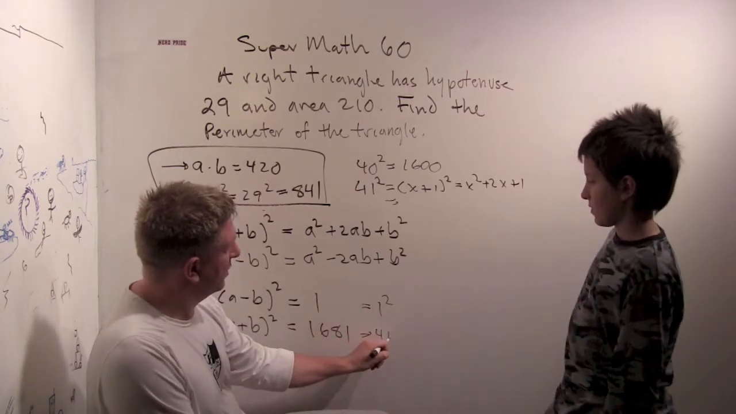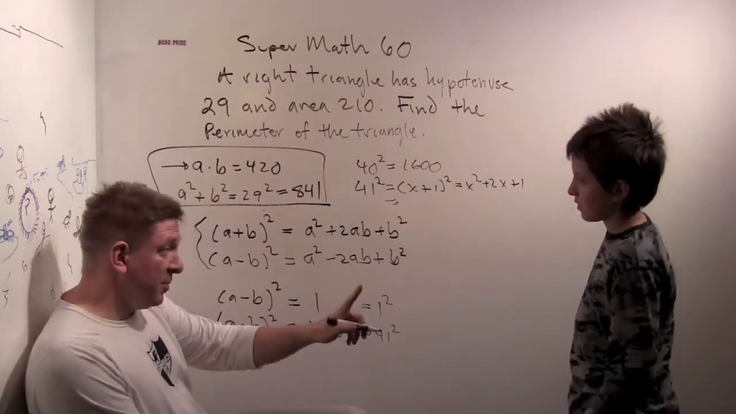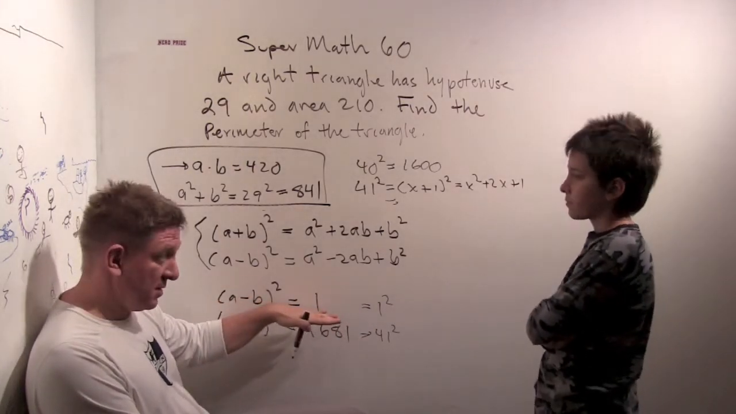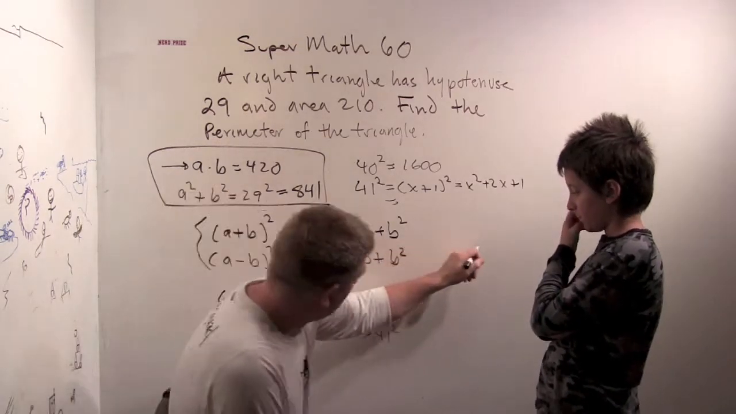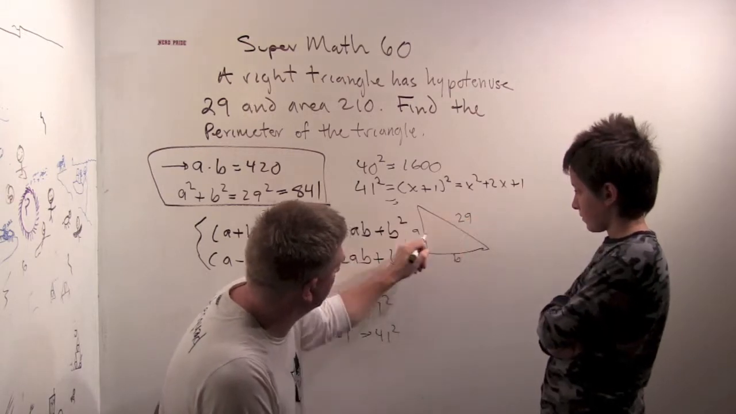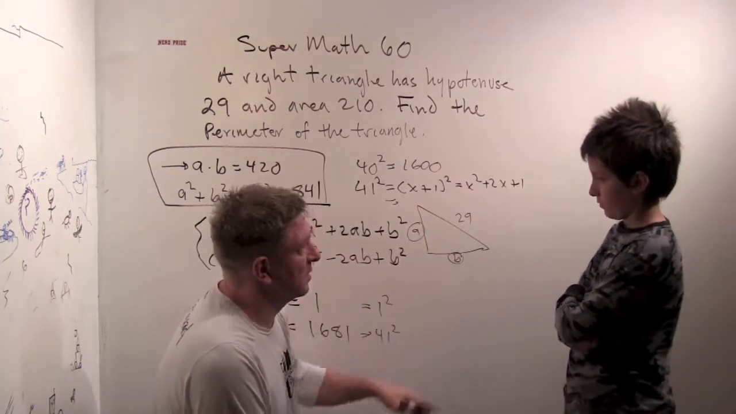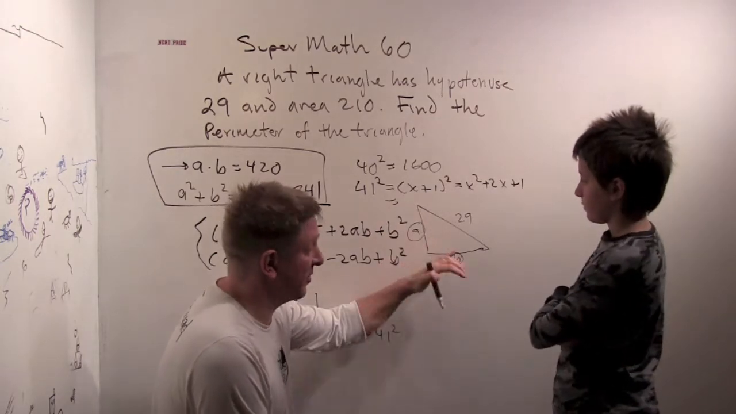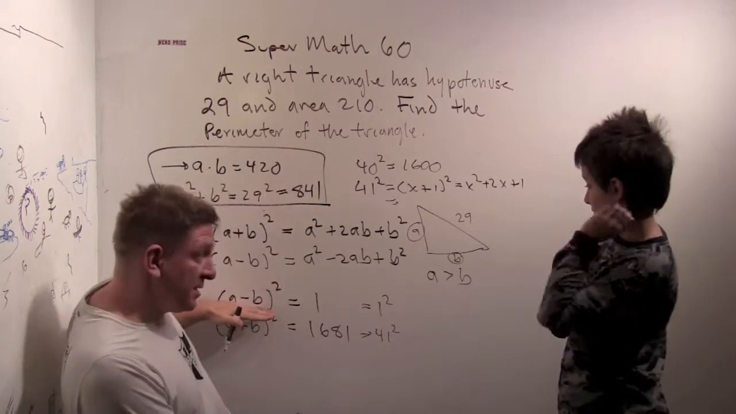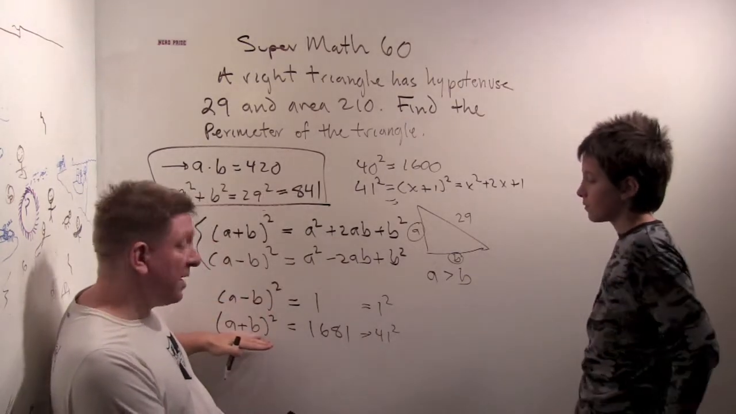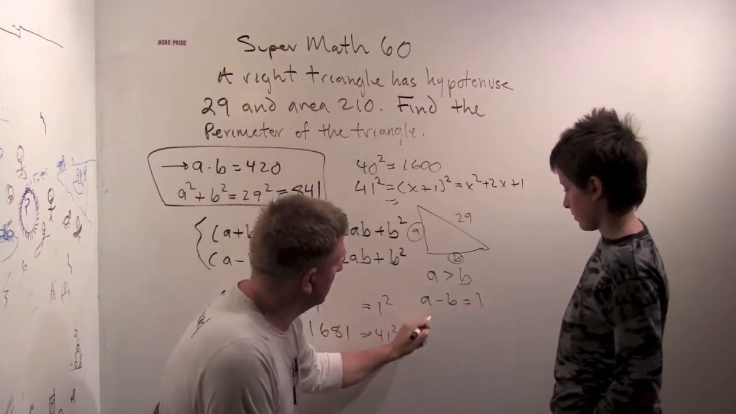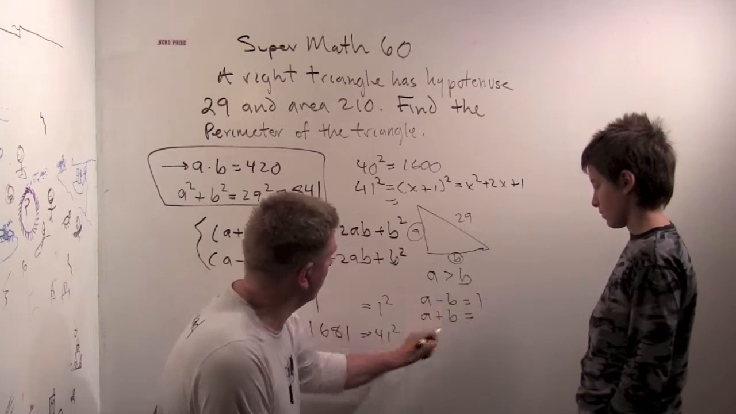Now I've got to be careful, because when you square things, negatives turn into positives. But if I just have my triangle here, and I know I have a and b and 29, I can just assume a is bigger than b. And if it turns out a is not bigger than b, I just reverse what they're called. So if we assume a is bigger than b, this would be positive, and this would be positive.